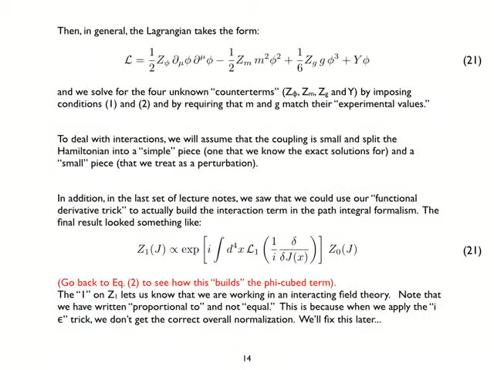Right. Okay, so that's how we're gonna build it. Z1, the 1 on here, lets us know that we're working in an interacting theory. So you see over here, the 0 is non-interacting theory, the 1 is interacting theory. So that's the notation that we use.